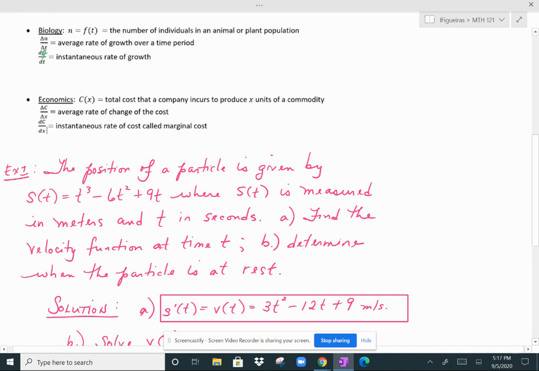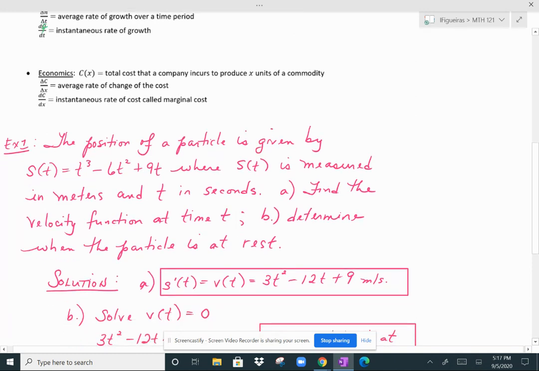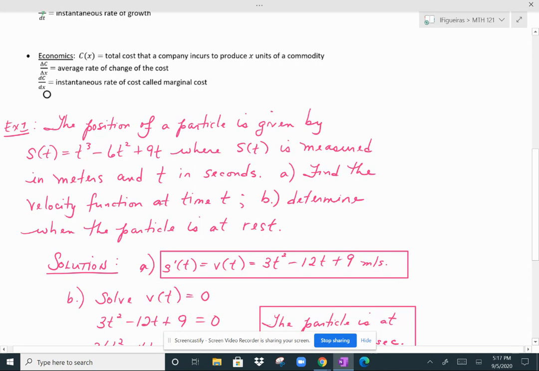All right, so let's deal with part A first. We need to find the velocity, and that means we're taking the derivative of displacement, so we can use our power rule. So the velocity function is 3t squared minus 12t plus 9. Anything regarding velocity in this particular problem, the units are going to be meters per second, because displacement is in meters and time is in seconds.